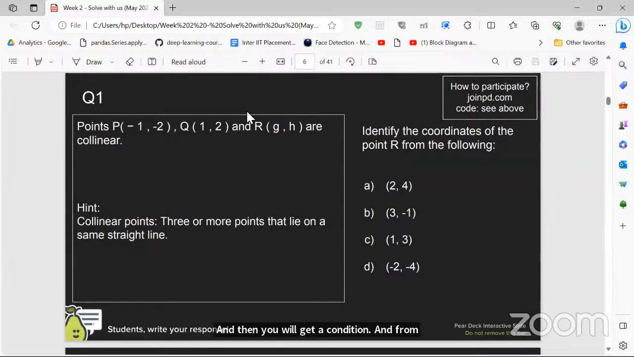Any two slopes will be equal, like PQ and QR, or PR. Any two points you can take, pairwise. It's collinear, right? So PQ should be parallel to QR and PR should be parallel to the other. So any two pairs of points you can take pairwise.